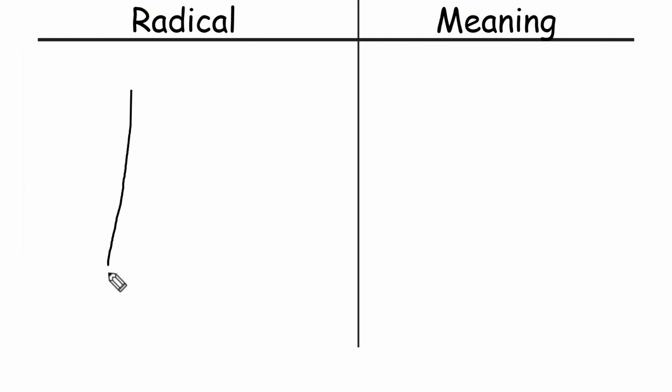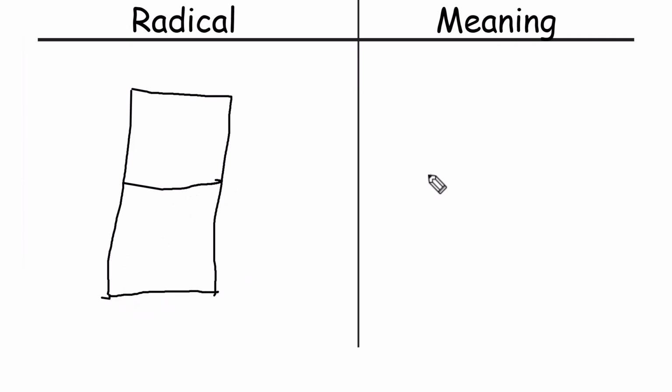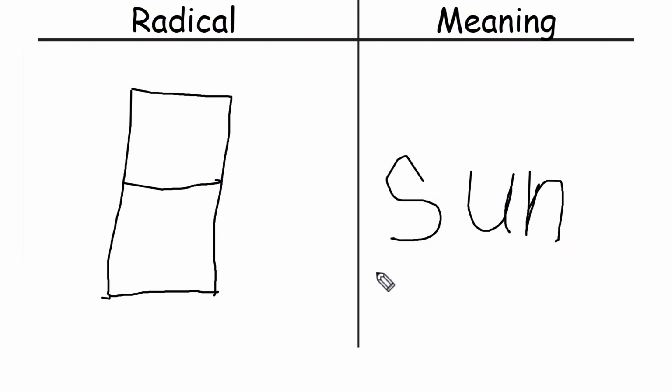Now let's talk about the sun radical, written this way. This radical often appears in characters related to time, light, and the sun itself. This is the sun radical. And understanding this radical makes it easier to recognize and remember characters connected to daylight, time, and brightness.